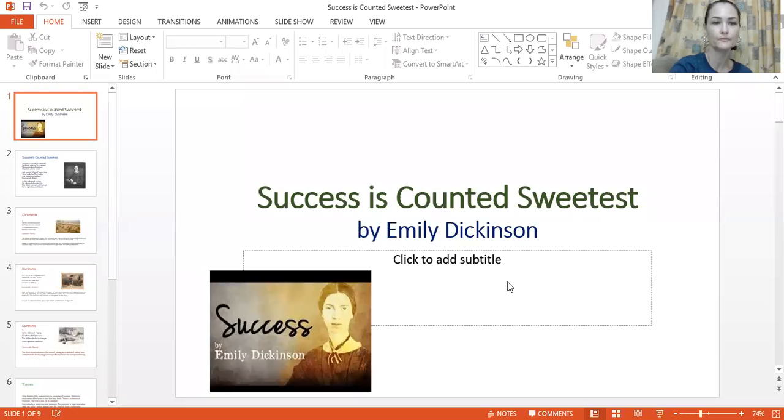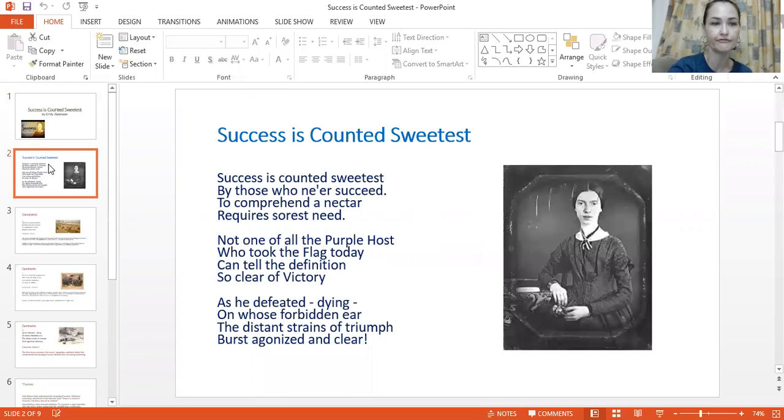So here you go. So Success is Counted Sweetest by Emily Dickinson. And one more thing I want you to remember, that most of her poems did not have any title. When they were published, then the publisher used the first verse or the first line of the poem as a title. So in this case, Success is Counted Sweetest is basically the first verse of the poem.